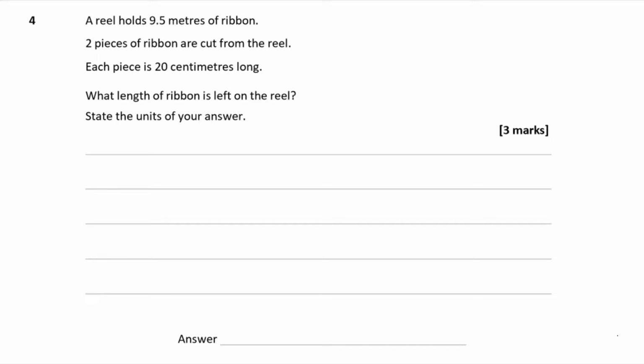Okay. So just note here that we've got two different units, haven't we? This one is in meters and this one is in centimeters. So in order to do the maths, we really need them in the same unit, and I think it's probably easier to convert the meters into centimeters because then I can deal with whole numbers and not decimals. So how many centimeters are there in a meter? Well, 1 meter is 100 centimeters, isn't it? Centi means 100. Century is 100, isn't it? So 9.5 meters times 100 is 950 centimeters. So the ribbon is 950 centimeters long.